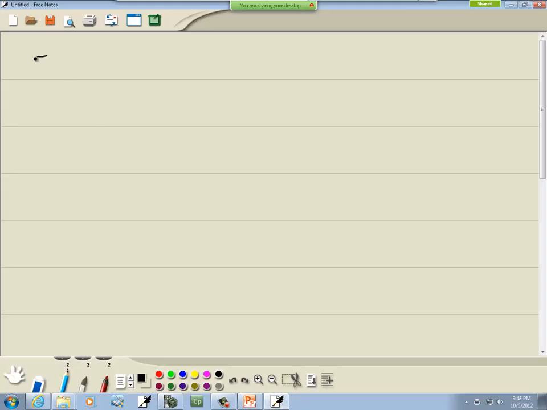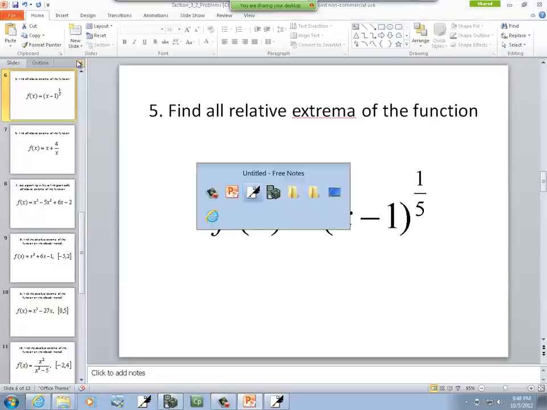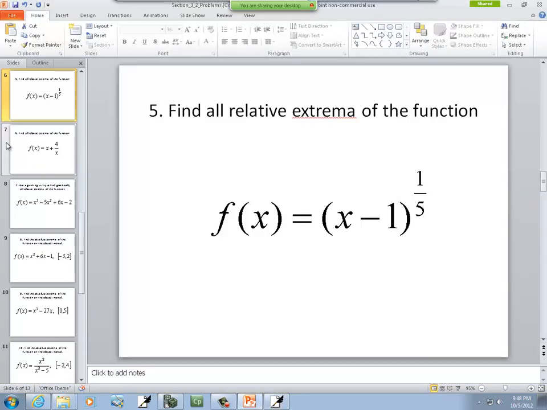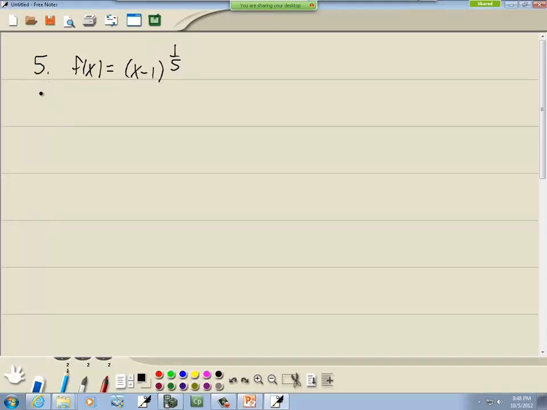Number 5. We've got f of x is equal to (x minus 1) to the 1/5 power. Let me grab a drink real quick here. Okay. So same instructions, I think. Yeah, find all relative extrema. So our first step is we're going to find our derivative.